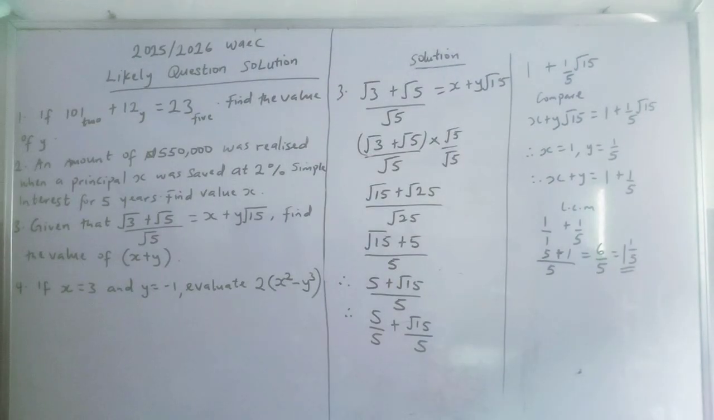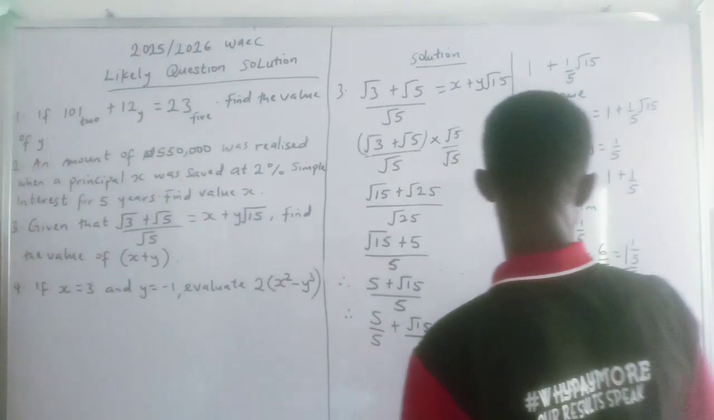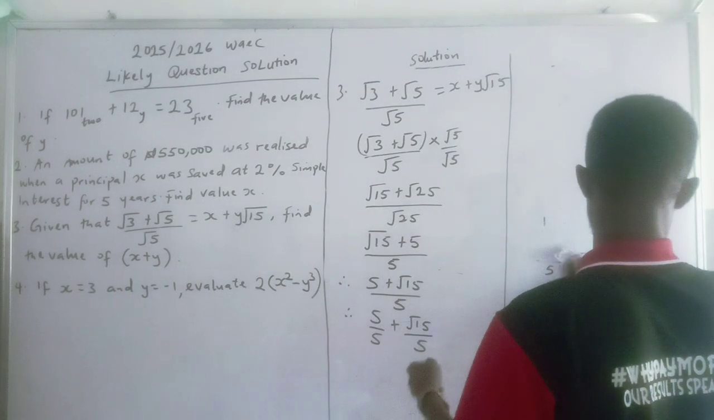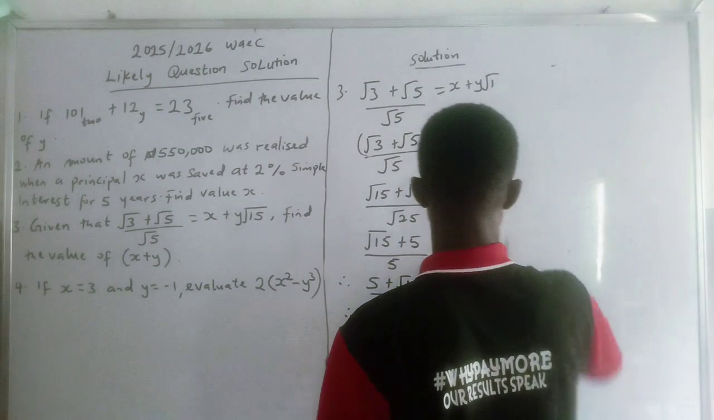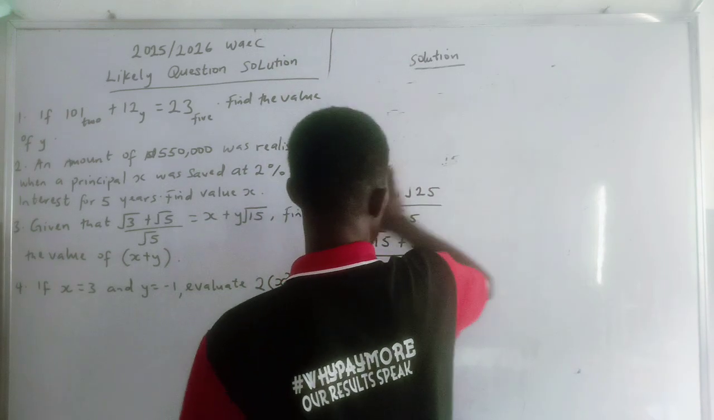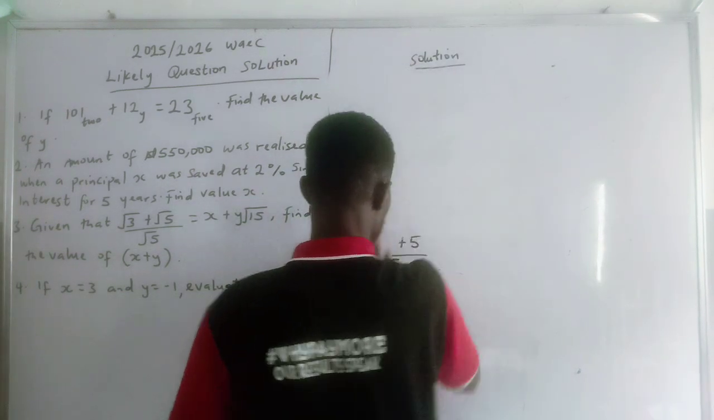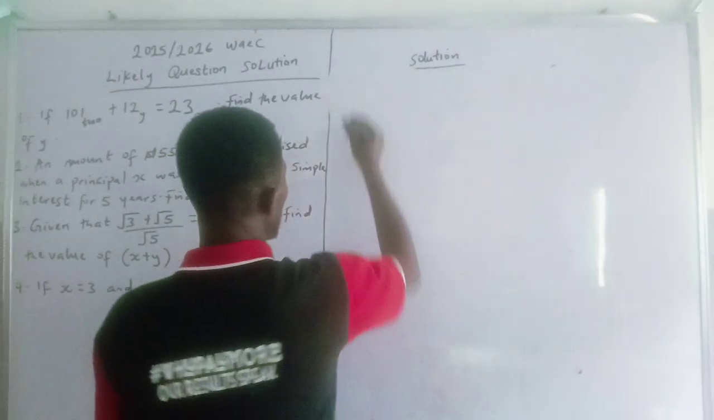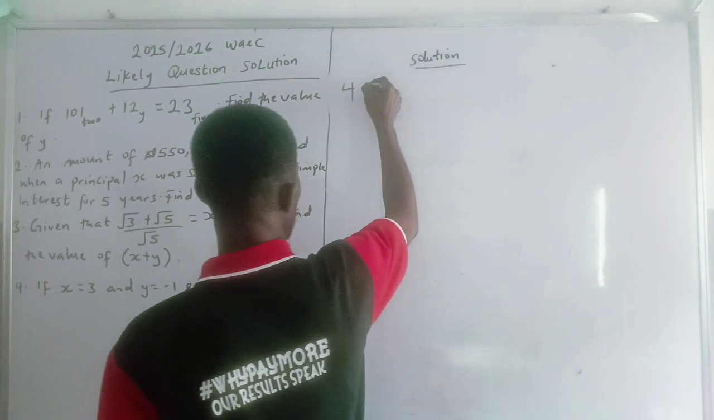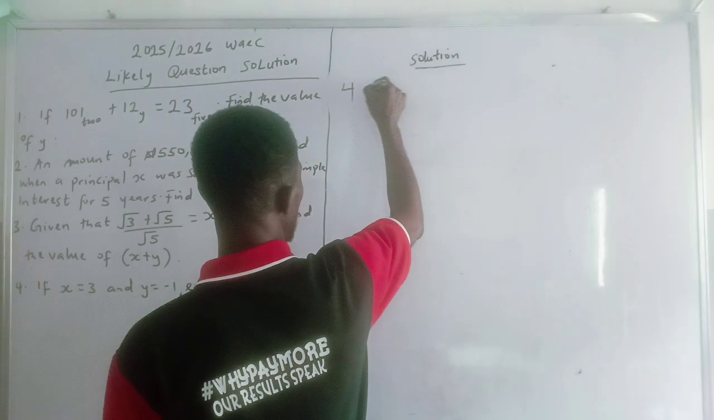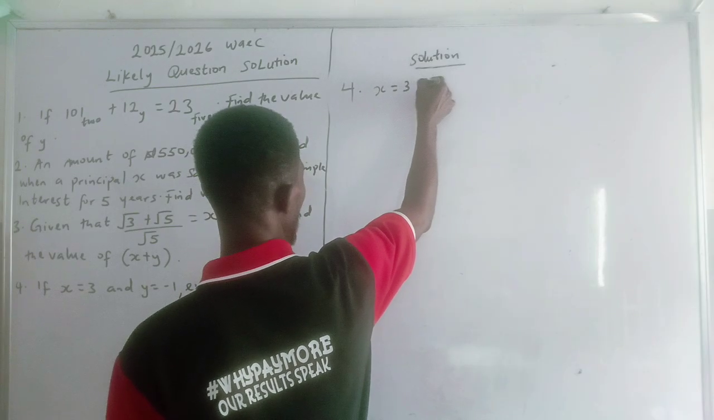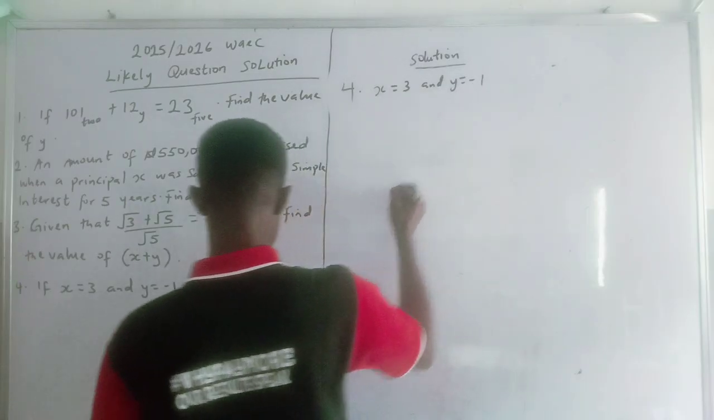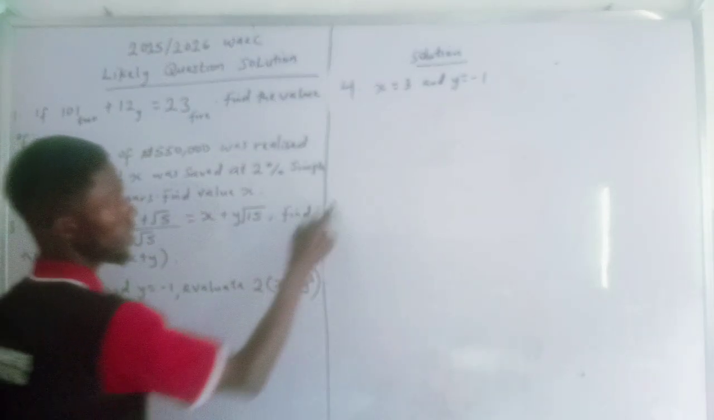Alright, so now from there we can have these two. So let's do the other one, question 4. Question 4 says that x is equivalent to 3, and that y is equivalent to -1. So they say we should evaluate this.